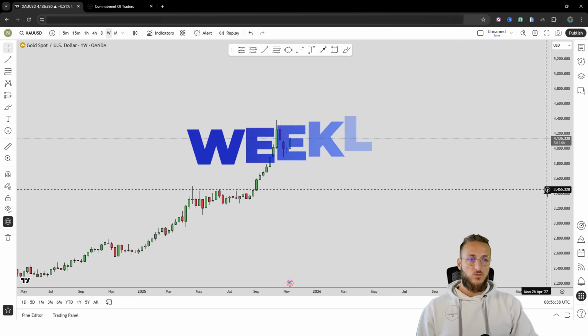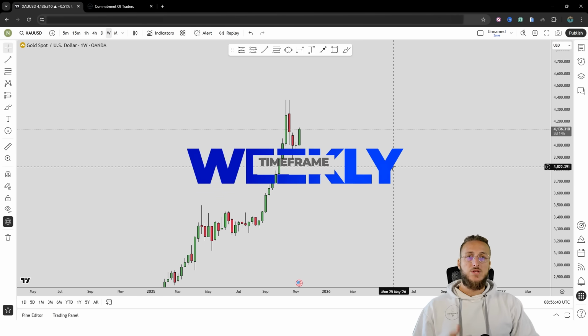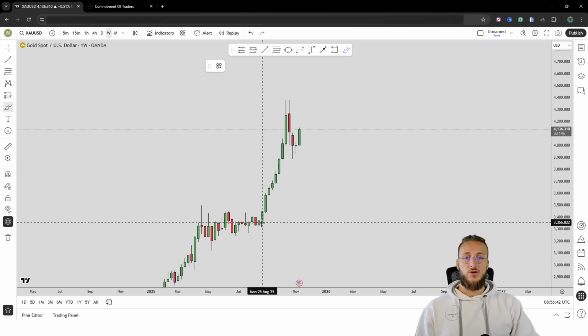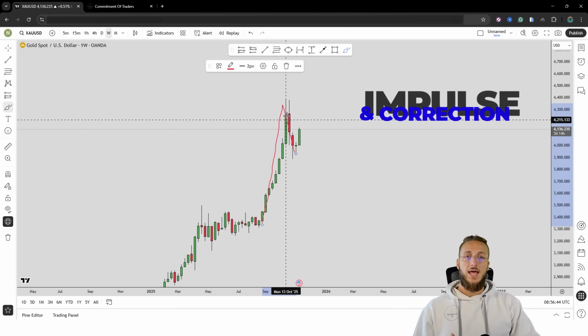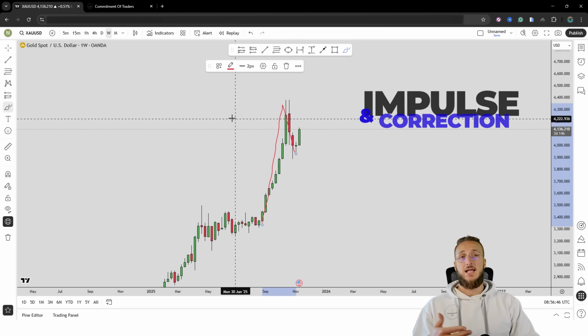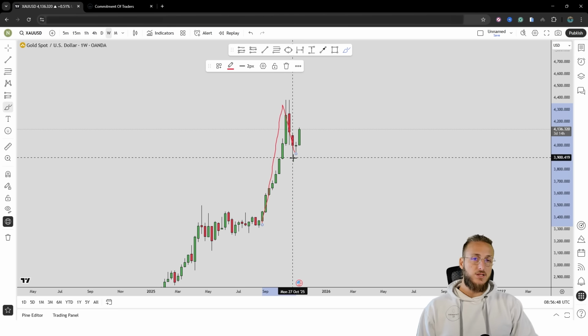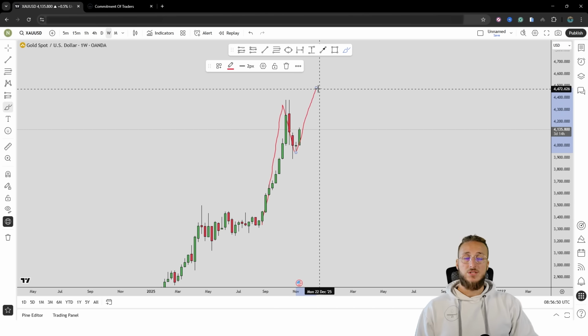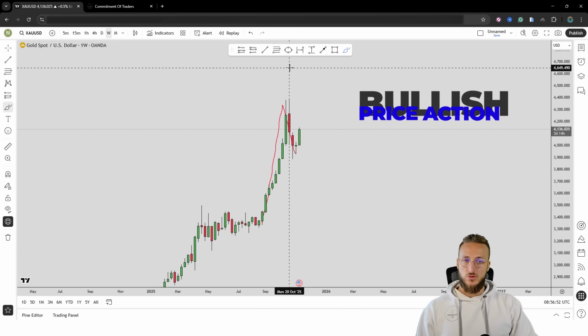Dropping down on the weekly, what do we see? Now here in the weekly, we see exactly what we expected. We can notice the impulse, the correction, and in this case, the correction is exactly that wick that we see on the weekly time frame. And at the moment, what we could expect is more bullish continuation.